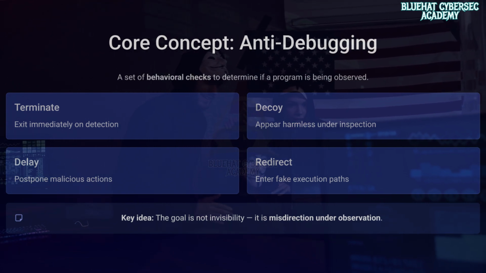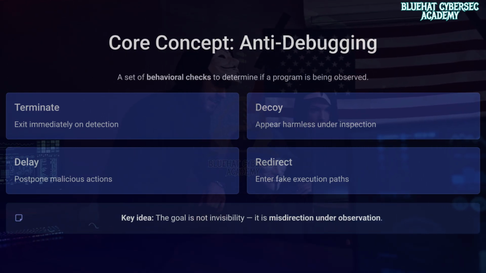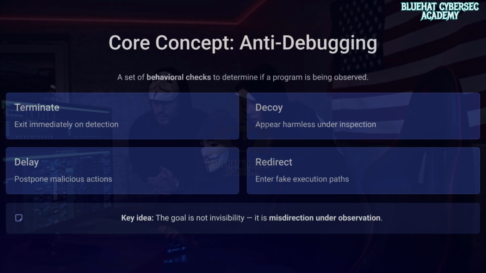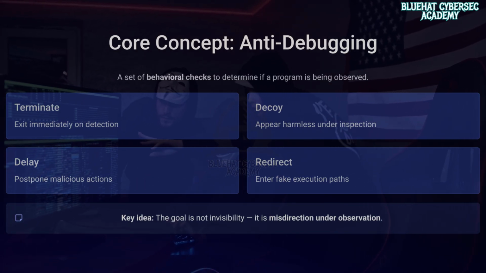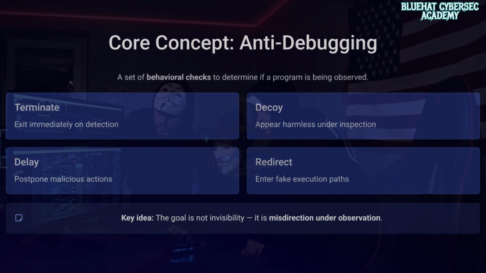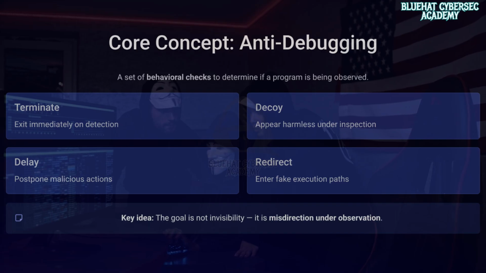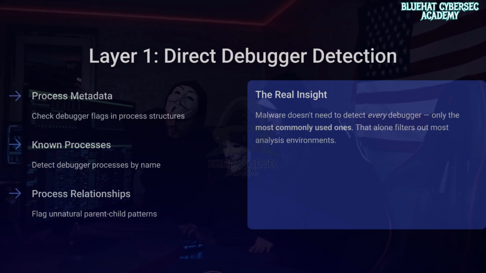So the key idea here is important. The goal is not invisibility. It is misdirection under observation. And this matters because reverse engineering depends on a fragile assumption that execution inside a debugger reflects real-world execution. Anti-debugging techniques are designed specifically to break that assumption.